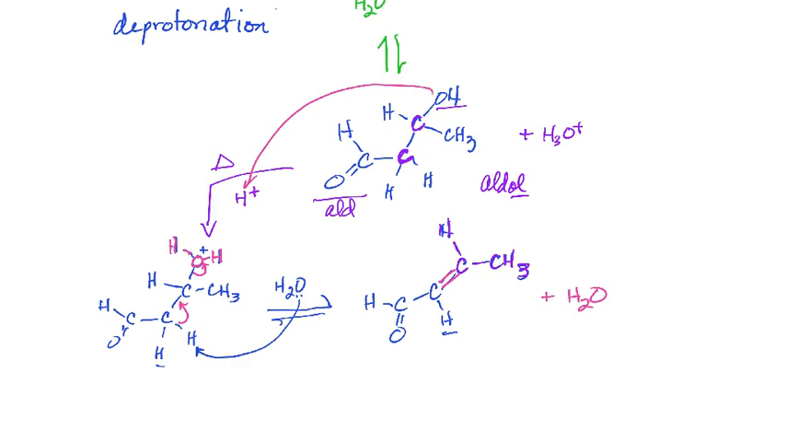So aldol condensation, and the driving force for this to occur would be the conjugation. This is an alpha beta unsaturated aldehyde in this case. And that unsaturation in the alpha beta positions is conjugated. Conjugation is lower energy.